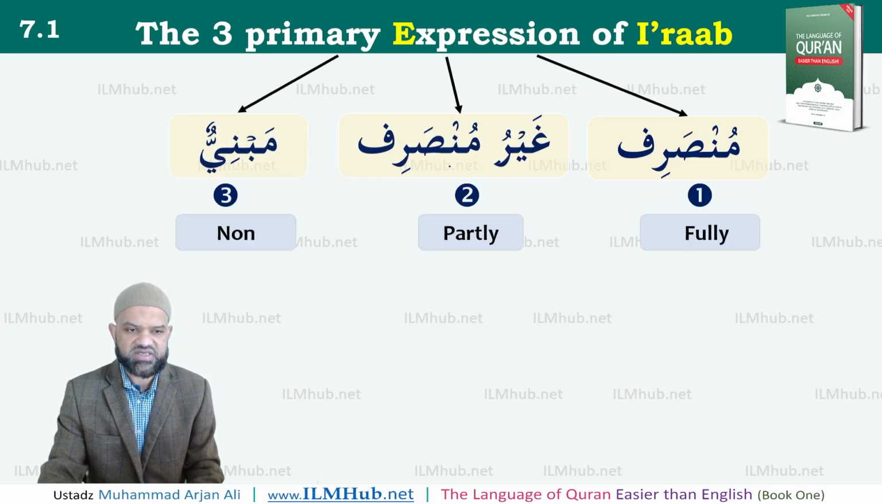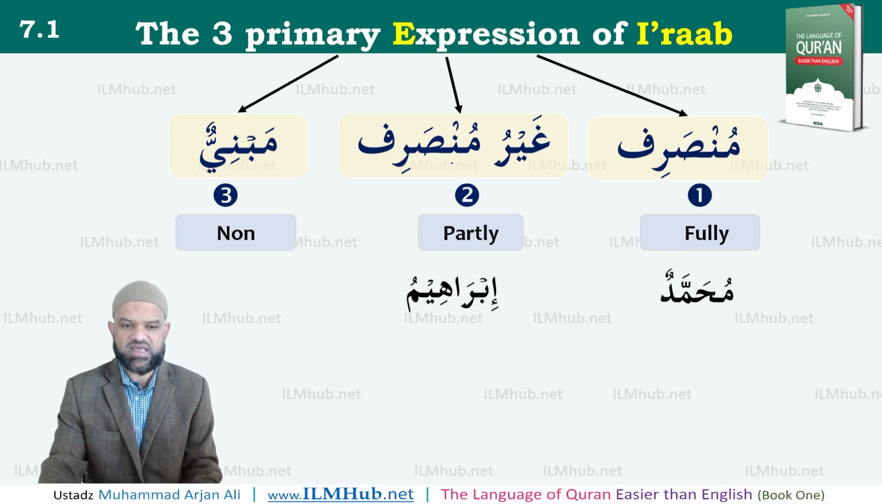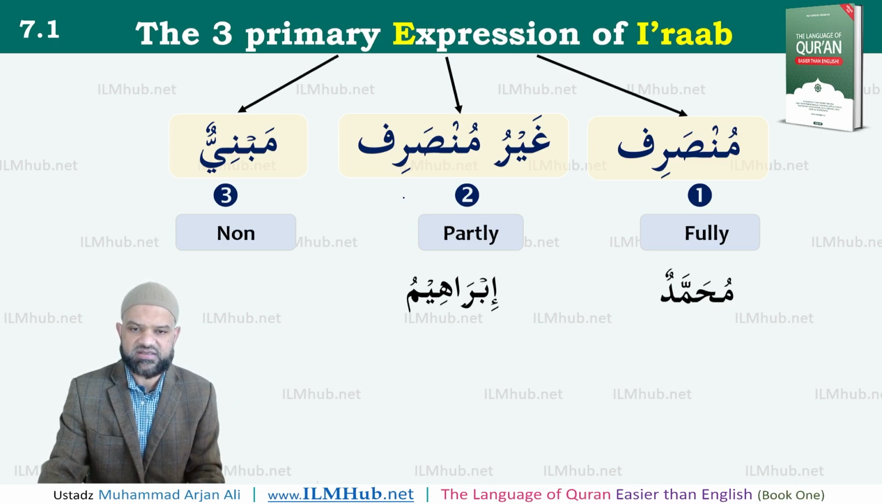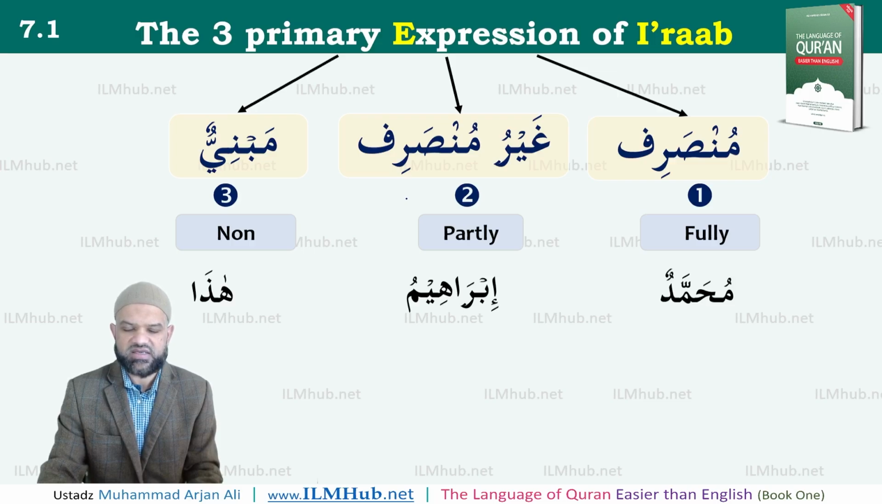And of course, the example we had was Muhammadun, Muhammadan, Muhammadin, fully declining. It takes tanween and has three different endings in the three different i'rab. And also the partly declining, where the example word is Ibrahimu, Ibrahima, Ibrahima. It changes, but only in two, and Nasb and Jarr are exactly the same. And Mabni, on the other hand, does not change.